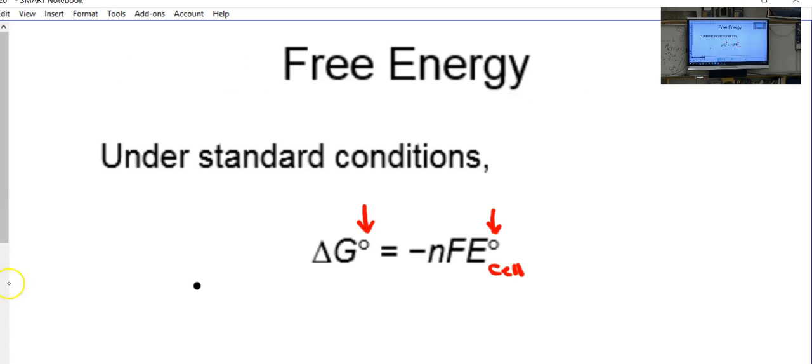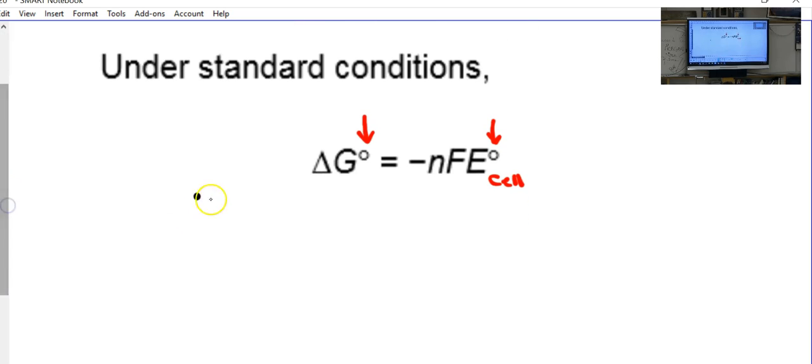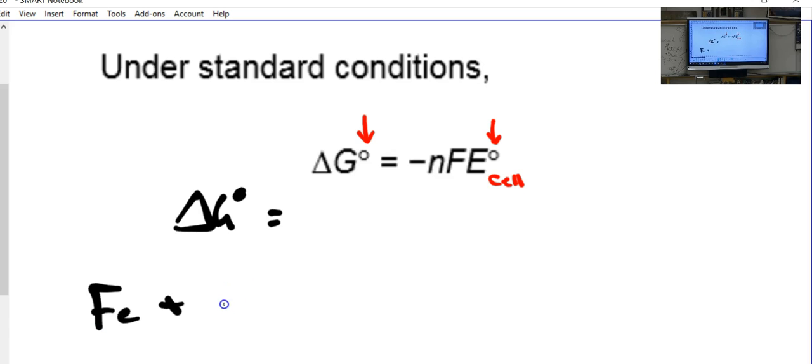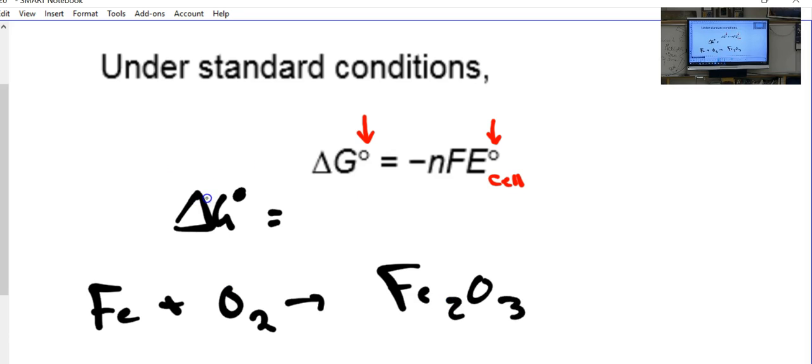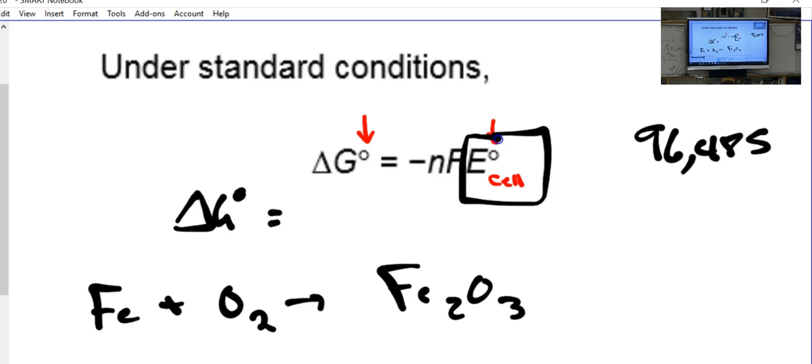All right, we should probably do a problem like this. So will you find me delta G naught when you have iron, I'll make it easy, plus oxygen goes to Fe2O3. All right, and we'll say it's under standard conditions. 96485 is the constant that you need. You will need to find this by using Appendix C.